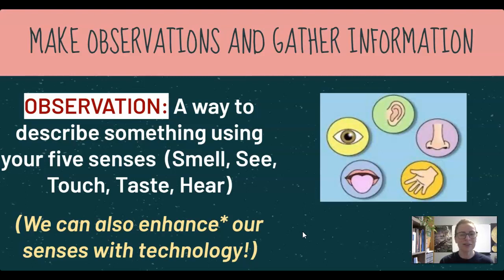So it doesn't just have to be us, but we can use technology to do this. We have little electronic sniffers. We have robots that can manipulate things for us. We have microscopes, so we can see things that we could never see before. And we have technology, microphones and oscilloscopes, that allow us to hear things that the human ear isn't capable of hearing now.